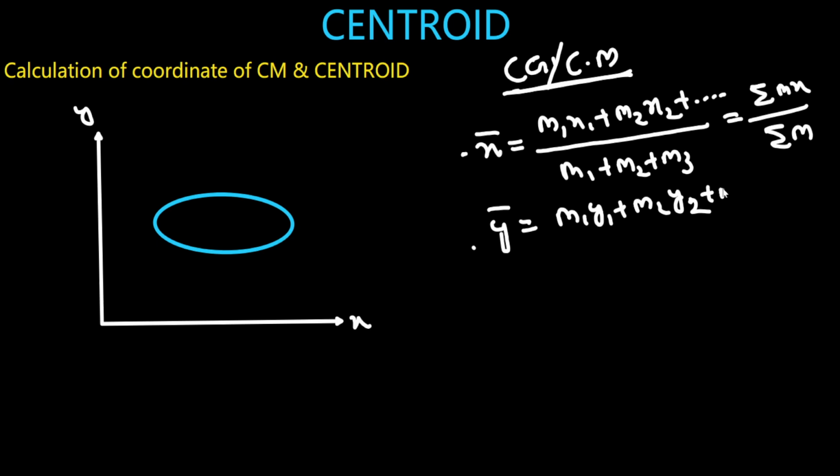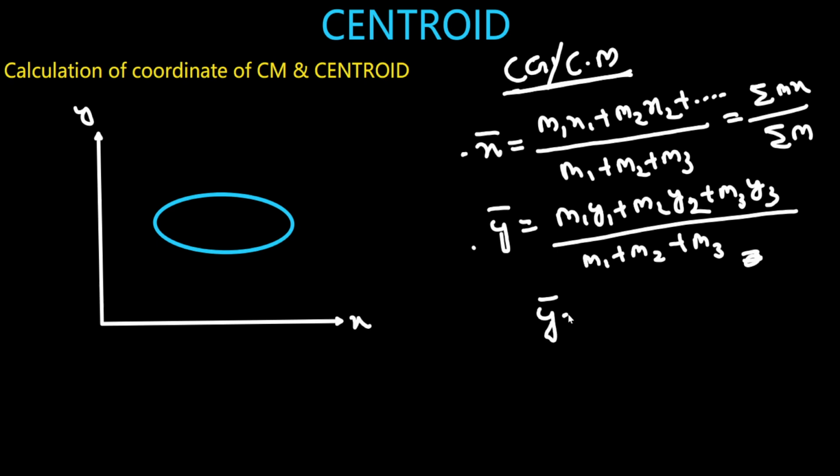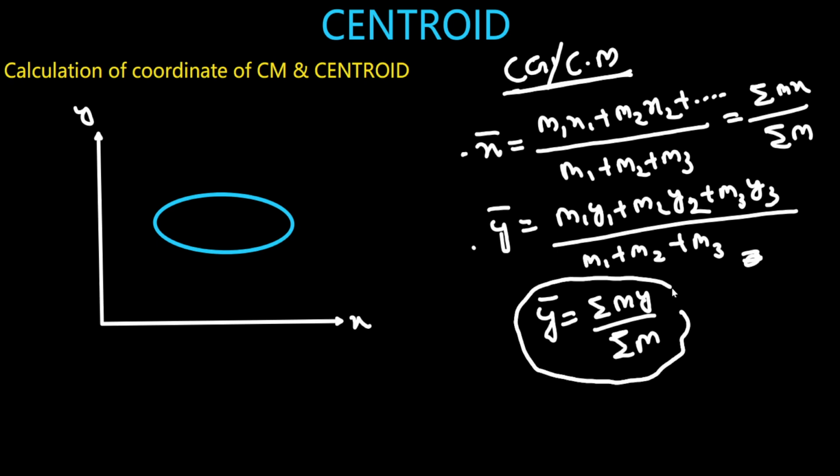Plus m3 y3 divided by the sum of the masses, similarly m1, m2, m3. So I can write this term as y bar is equal to the sum of my divided by the sum of the masses. Okay, this is the formula. Here is the formula. X bar is equal to the sum of mx divided by the sum of mass.